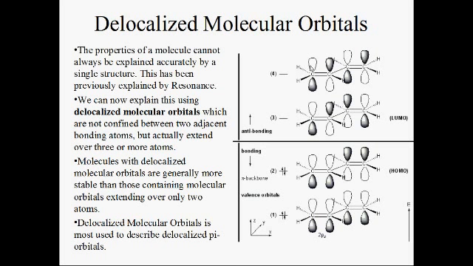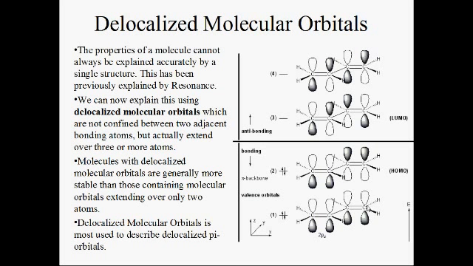So if we have these 4 atomic p orbitals that we're blending together, we're going to get out 4 molecular orbitals. So the number of orbitals that go in is the number of orbitals that come out. So we're putting in 4 p orbitals. We're going to get 4 molecular orbitals out of it.